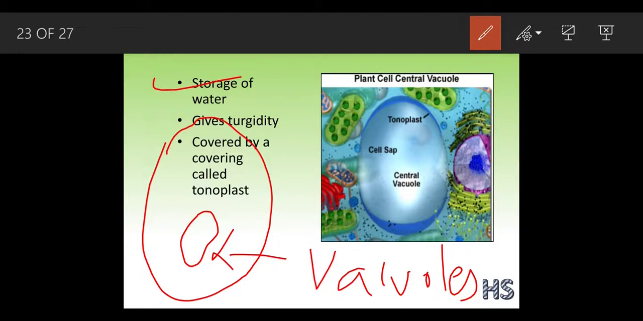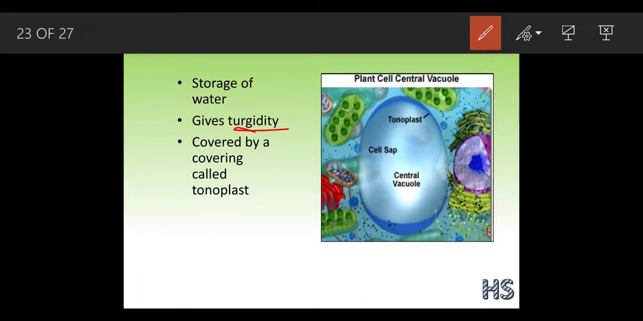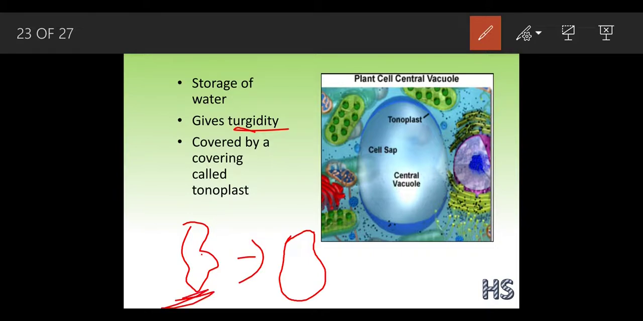Because of this it gets turgidity. What do you mean by the word turgidity? Let's take an example to understand. Suppose I am taking a balloon of irregular size. If I pour water in this balloon, after a few seconds we can see the size got increased. When we poured water, it got bulged. So this word is called turgidity.